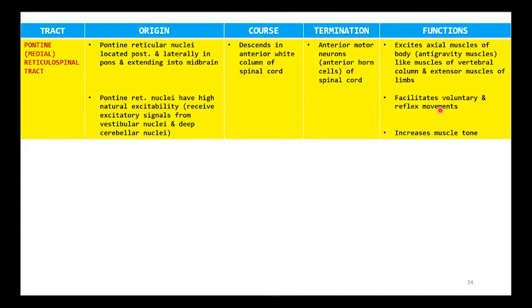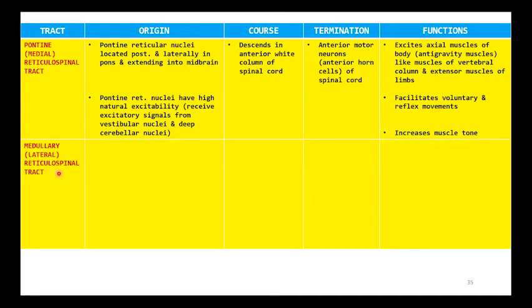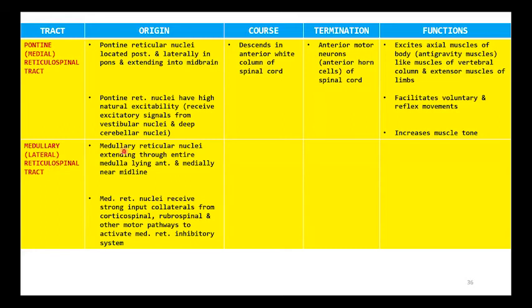And the counterpart is the medullary reticulospinal tract, another extrapyramidal descending pathway. The other name is lateral reticulospinal tract. Unlike the pontine reticulospinal tract, the source of origin is the medulla oblongata. Inside the medulla oblongata, we have medullary reticular nuclei, present near the midline. Remember, M for medulla, M for midline.